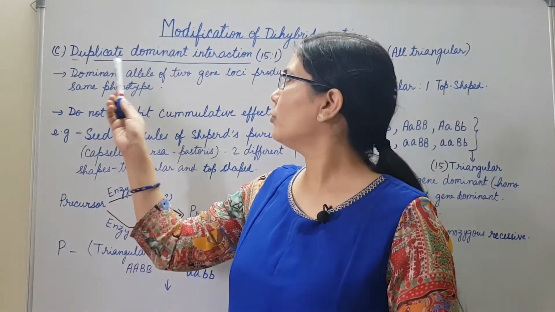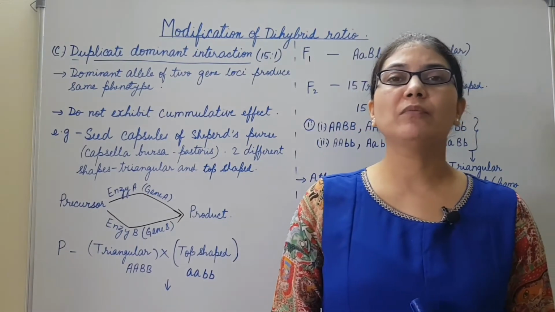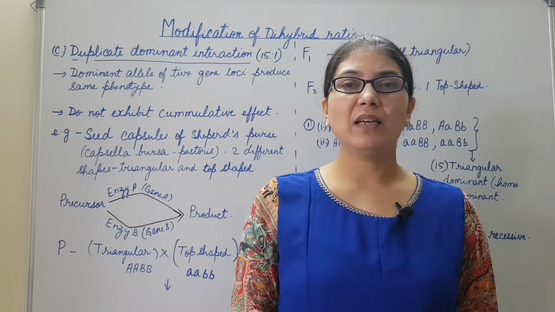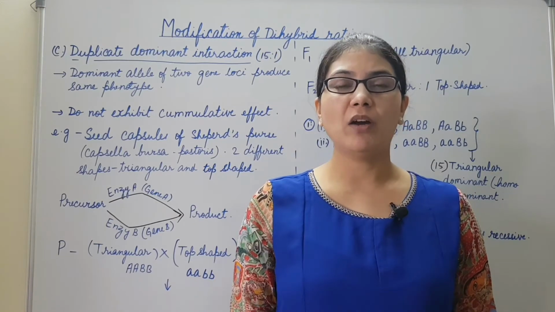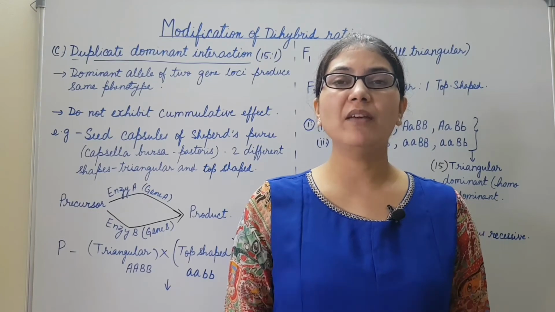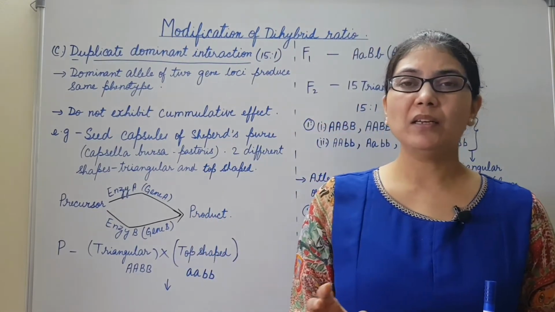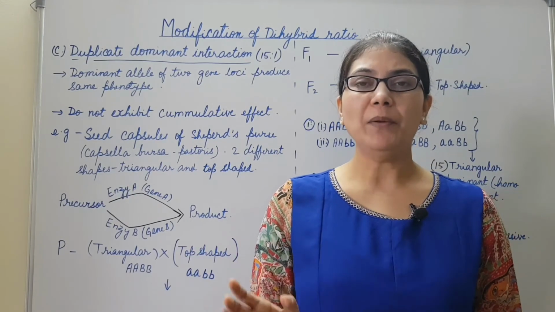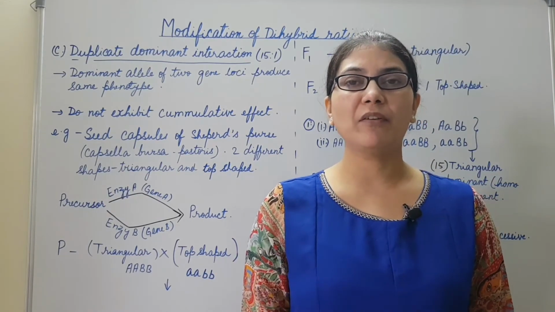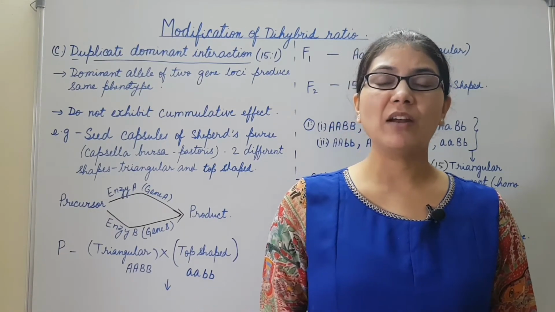Now let us see duplicate dominant interaction, where the dihybrid ratio is 15:1. When dominant alleles of two gene loci produce the same phenotypic expression, and when the dominant alleles of the two gene loci present together do not show any cumulative effect, then it is known as the duplicate dominant interaction.